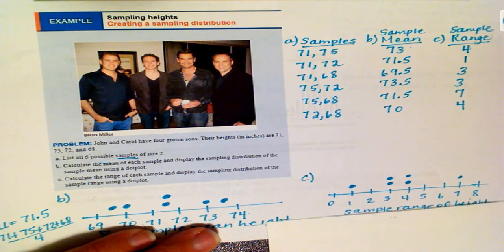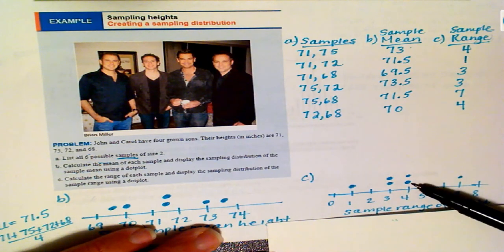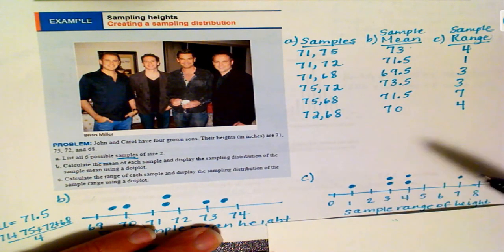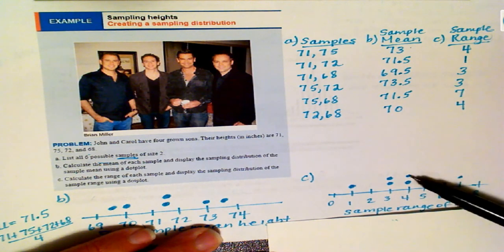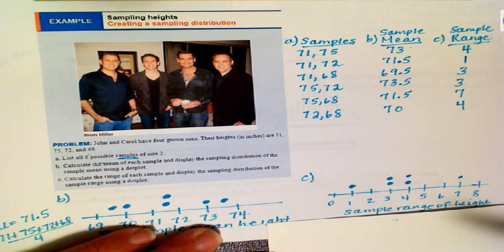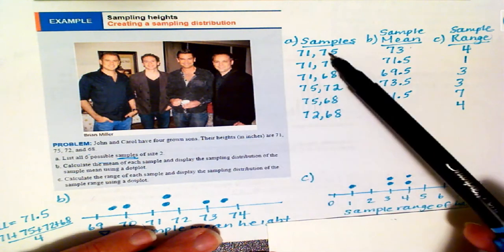And then I displayed that on a dot plot. I made my dot plot go from 0 to 8 to cover everything. And this gave us a dot plot for the sample range of height. So the first one was 4, and then we had a 1, and then a 3, and another 3, and then a 7, and then a 4. Okay? So this was real easy to come up with every possible sample.